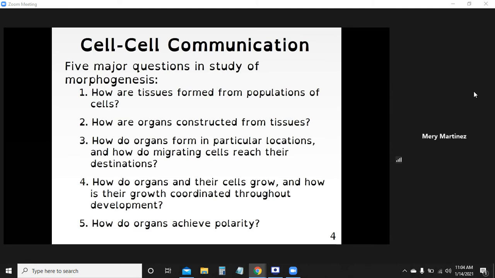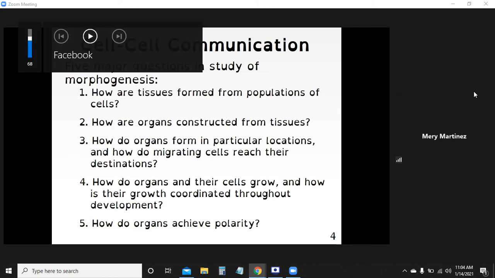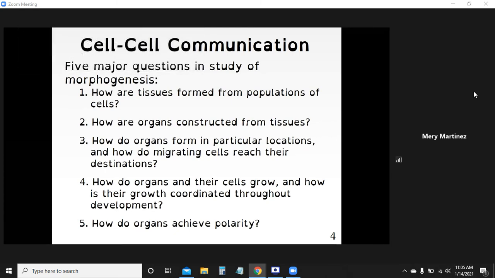And the last question is, how do organs achieve polarity? Polarity is a very important concept in development. So how is it that the same type of cell can be arranged in different ways in different parts of the same structure? For instance, if you look at your finger, a cross-section of a finger shows the same tissues: bone, cartilage, muscle, fat, blood, neuron, and skin.